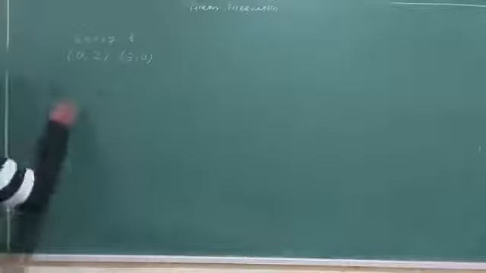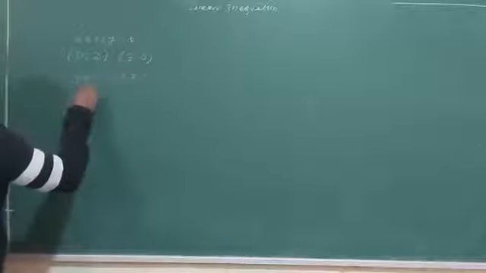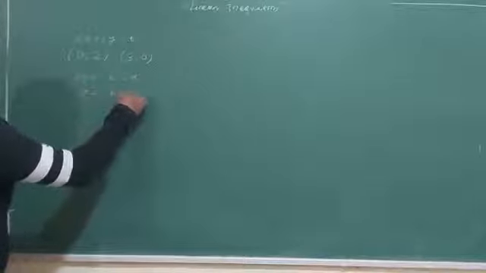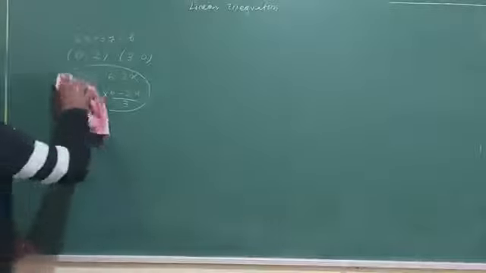In your junior classes, how did you do it in class 10? 3y is equal to 6 minus 2x. y is equal to (6 minus 2x) by 3, then you start solving it. No, this method is no more. I am not going to use this method anymore. We will stick to the method known as the intercept method.